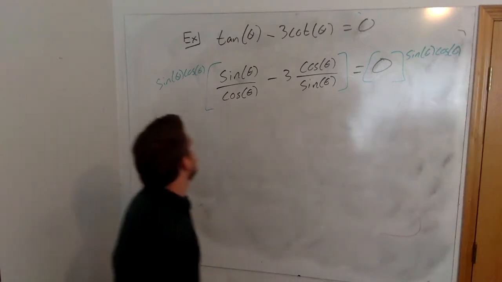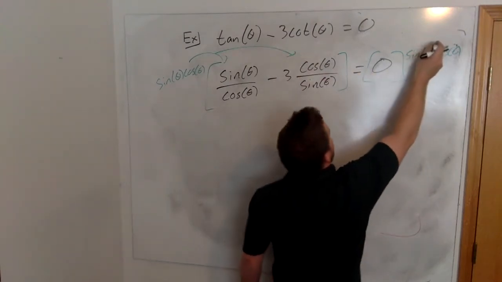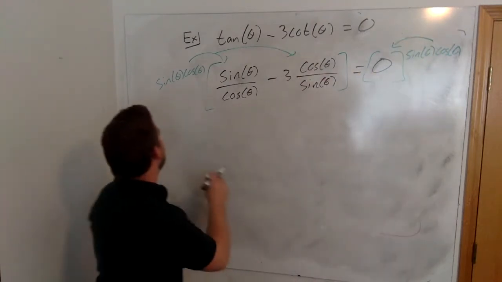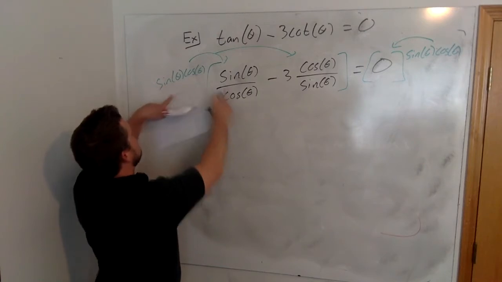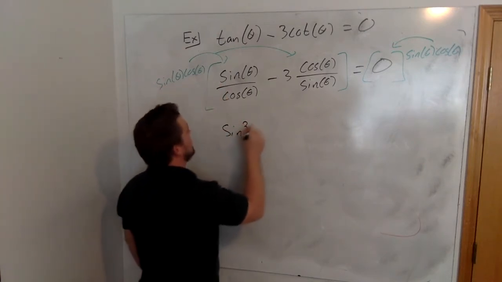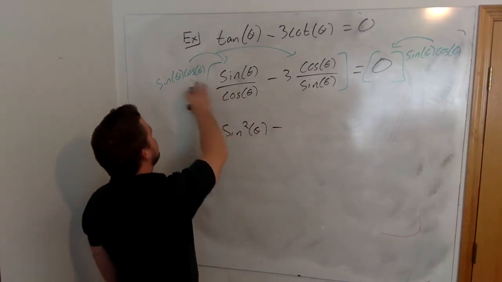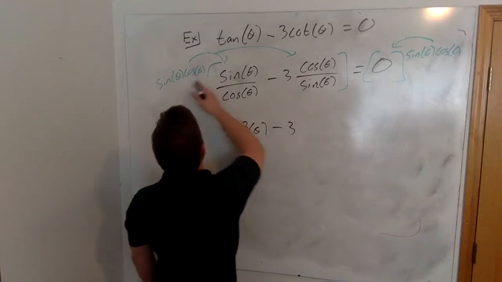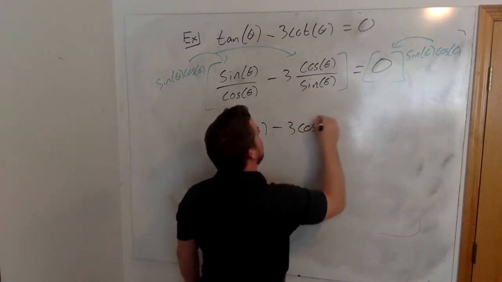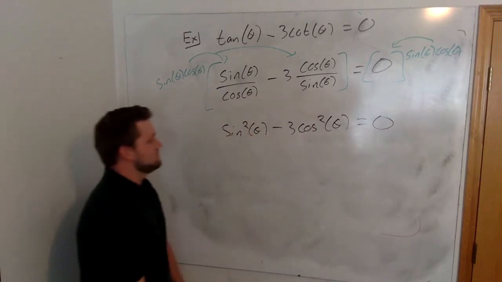Okay, so let's see what happens. This will distribute into the parentheses. So the cosines will cancel out, and we'll just get a sine squared. So here we'll get a sine squared of theta minus, okay, here the sines will cancel, and we'll just get a minus 3 cosine squared of theta, and that's all going to be equal to 0.